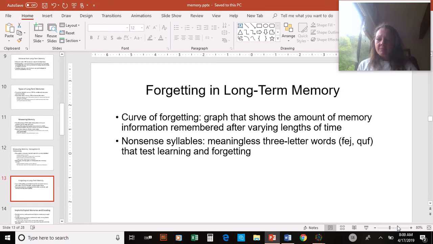And then sometimes to test memory, we use what we call nonsense syllables, which are just meaningless 3-letter words, and it just kind of tests our ability to learn and forget.